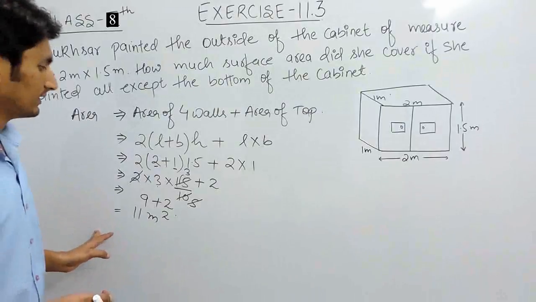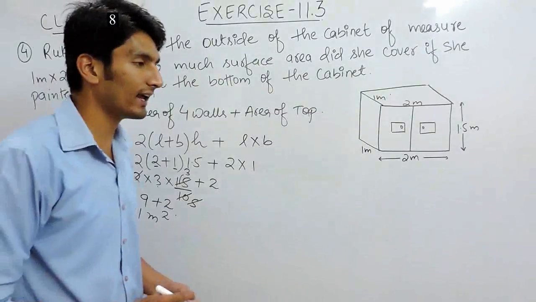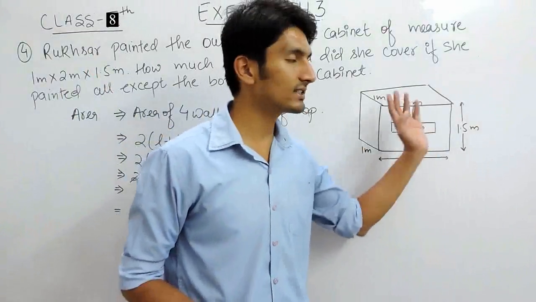So this 11 meters square should be the area which Ruxar has covered to paint this cabinet.